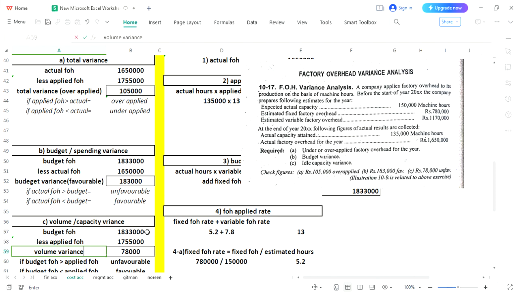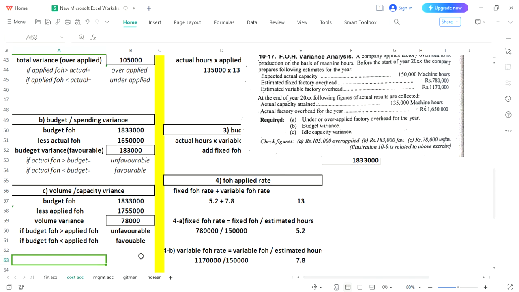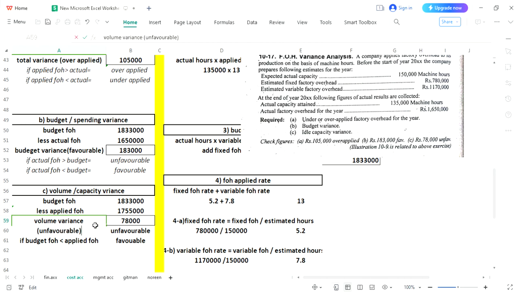It's time to see whether it is favorable or unfavorable for you. For that purpose, you will have these two statements: if budget is more or less. So we'll see the budget is 18 and applied is 17. It means the first statement would be written over here. If budget is more than applied, it is unfavorable. So finally, we will write unfavorable beside it. This way our third variance is also completed.